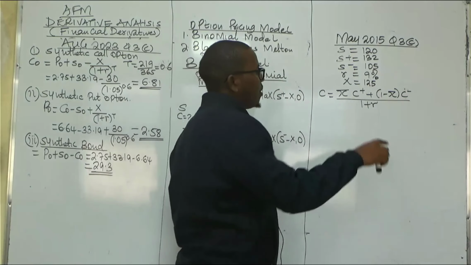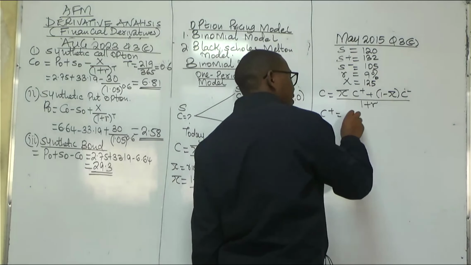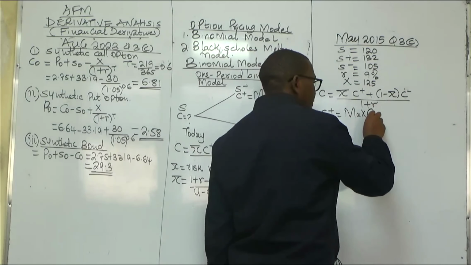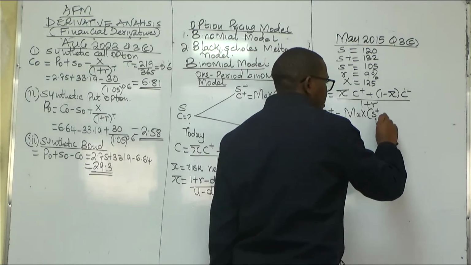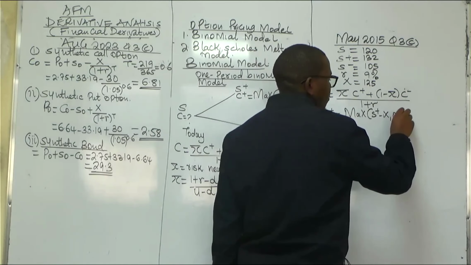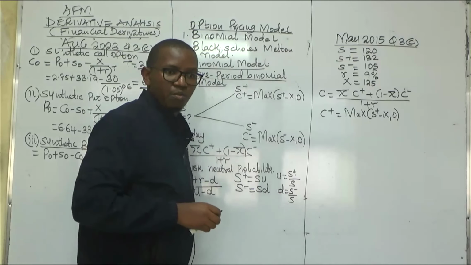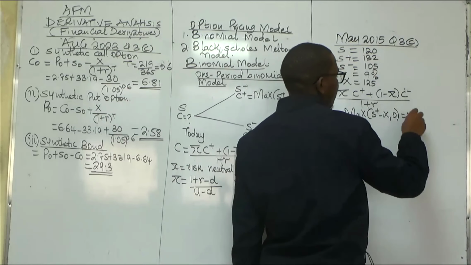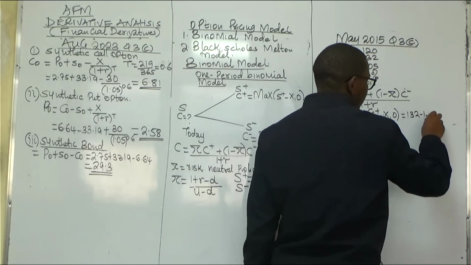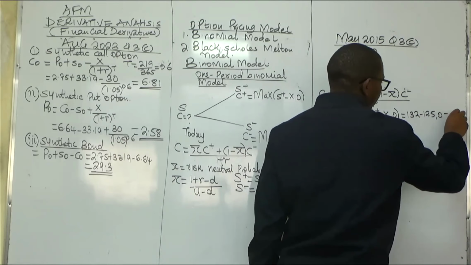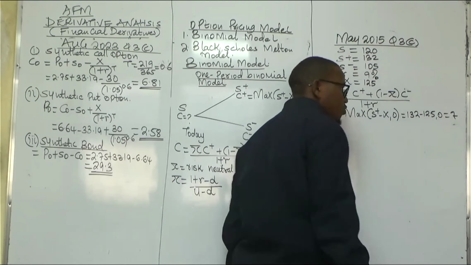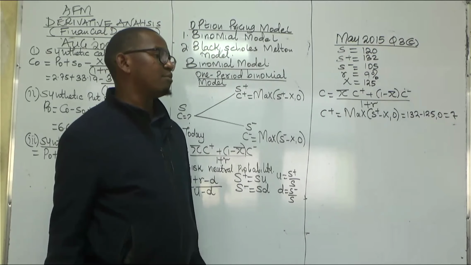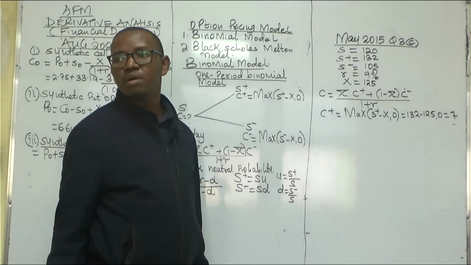So what will be our C plus here? This is when the price goes up, which should be the maximum of S plus minus the exercise price, and you compare with what? With 0. In this case S plus is 132, the exercise price is 125, and I compare with 0. The maximum there is what? 7. 132 minus 125, that is 7.